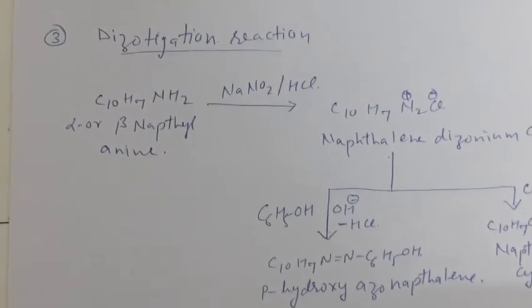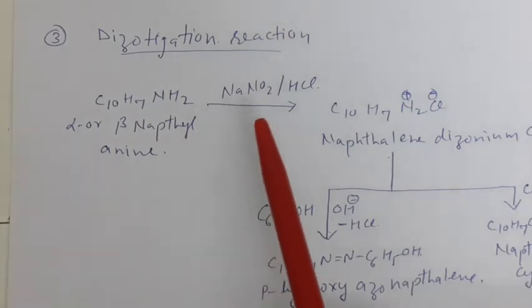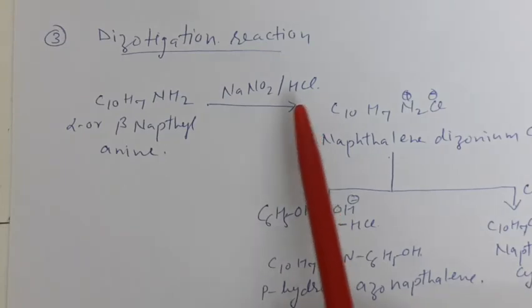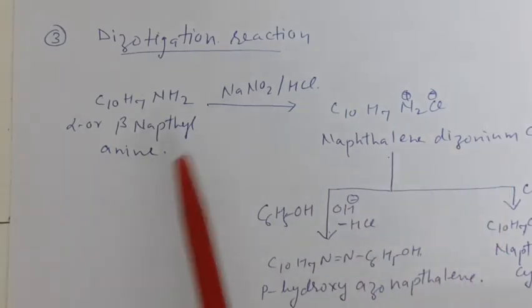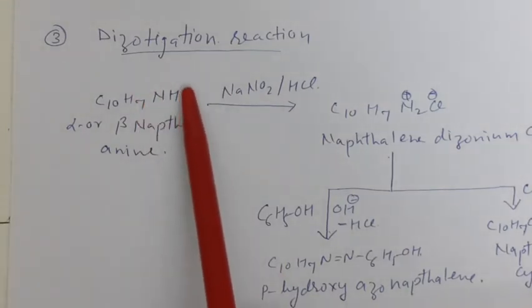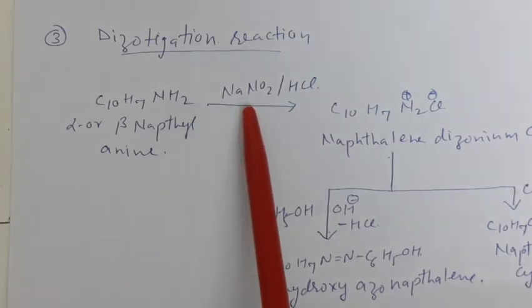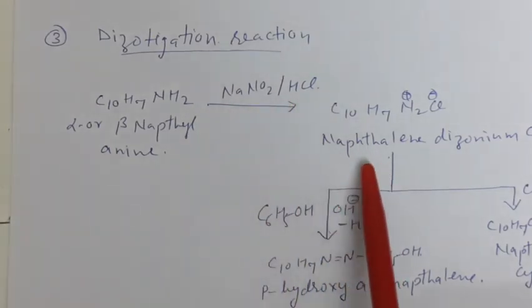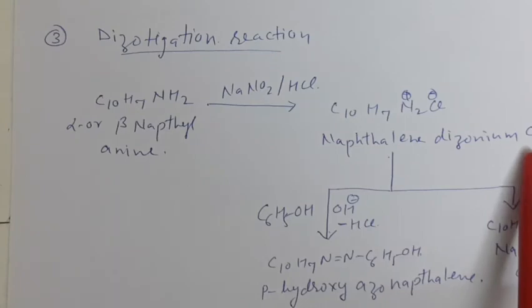It undergoes the diazotization reaction. We know that aromatic amines react with NaNO2, sodium nitrite, in the presence of HCl, that is nitrous acid, to give diazonium chloride. So alpha or beta naphthylamine, which has an NH2 group attached at the aromatic ring, undergoes diazotization, in which it reacts with sodium nitrite in the presence of HCl and gives naphthalene diazonium chloride, C10H7N2Cl.